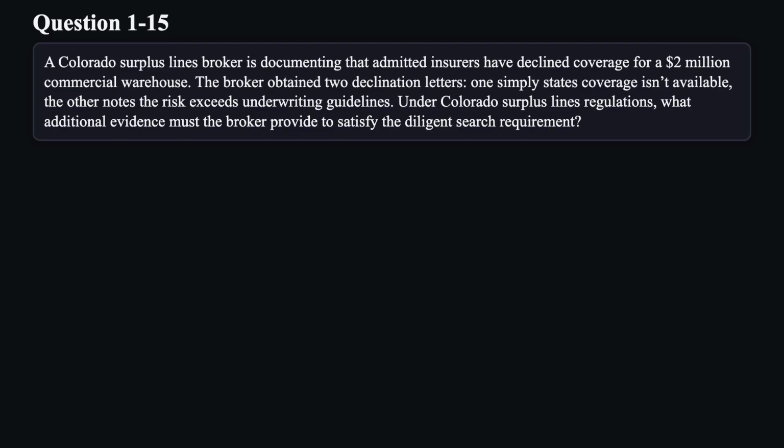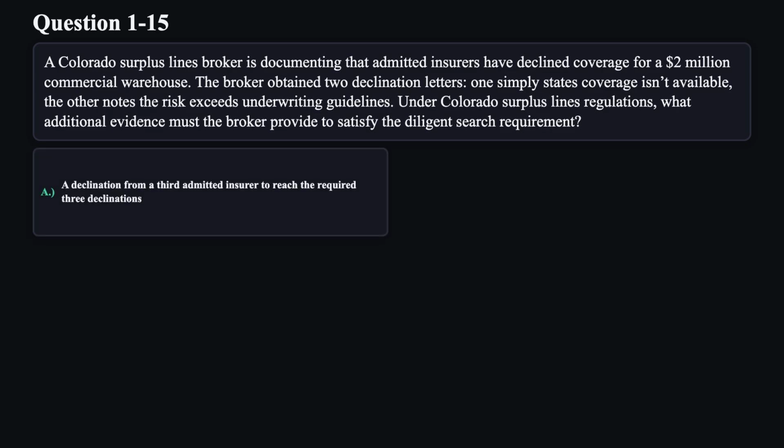Question 15. A Colorado surplus lines broker is documenting that admitted insurers have declined coverage for a $2 million commercial warehouse. The broker obtained 2 declination letters. One simply states coverage isn't available. The other notes the risk exceeds underwriting guidelines. Under Colorado surplus lines regulations, what additional evidence must the broker provide to satisfy the diligent search requirement?